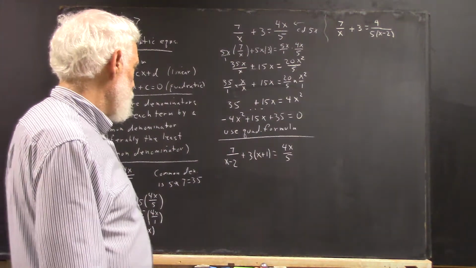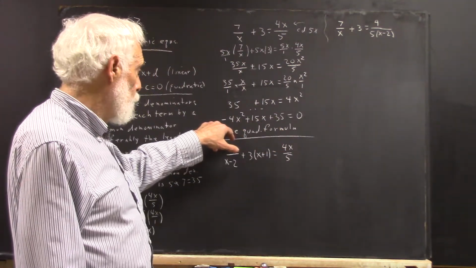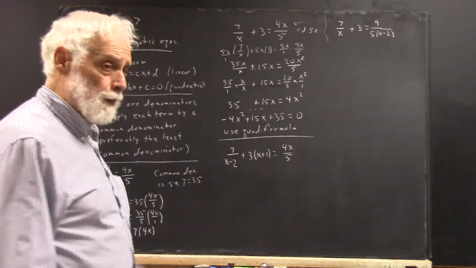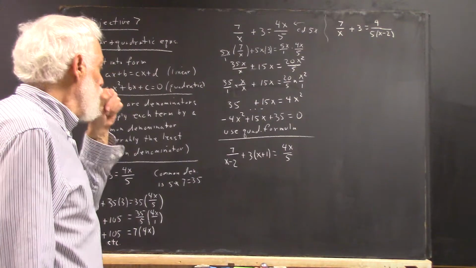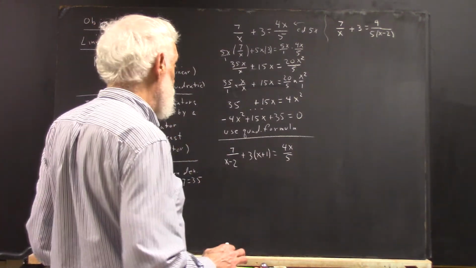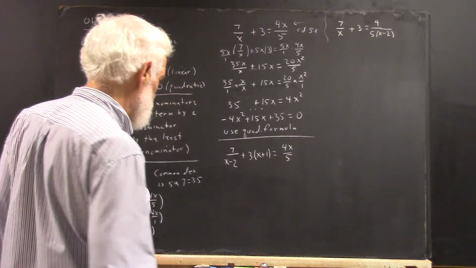And I could actually check the discriminant. It's going to be 225 plus 140, which is 365. Not a perfect square, it's not going to factor. And hopefully you know what I just said, but if you don't, it's okay for now. But that's something you should know from prerequisite courses.